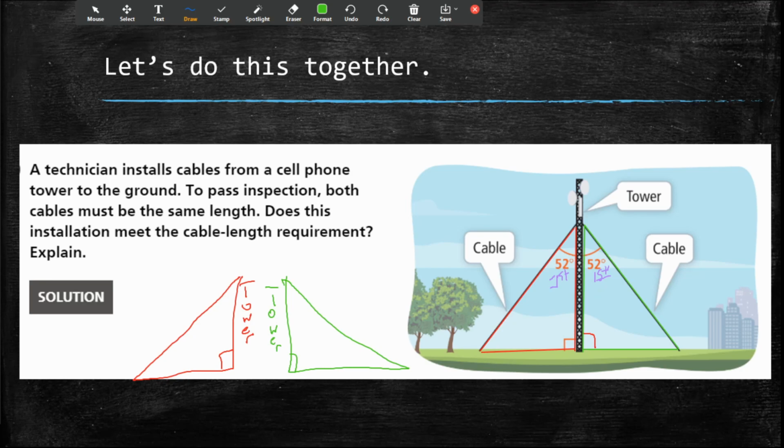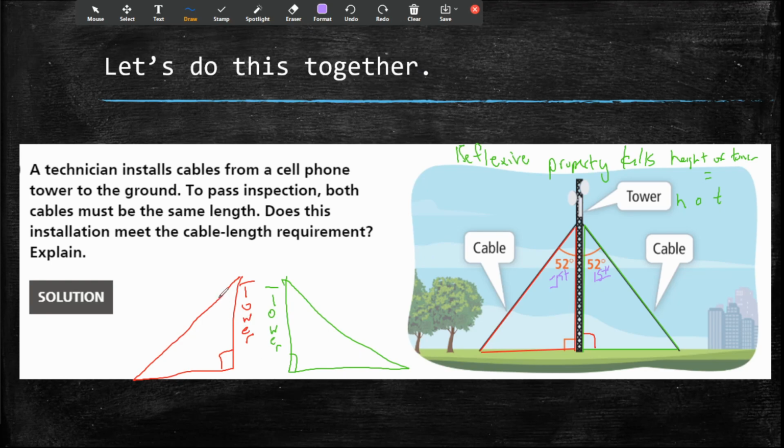So if they're both using the tower, and the tower is always equal to itself, whether it's part of the red or the green, through the reflexive property, which we've talked about a couple times, our reflexive property tells us the height of the tower is equal to the height of the tower. Common sense, right? But now that we're doing congruency, we can separate these and say this now.